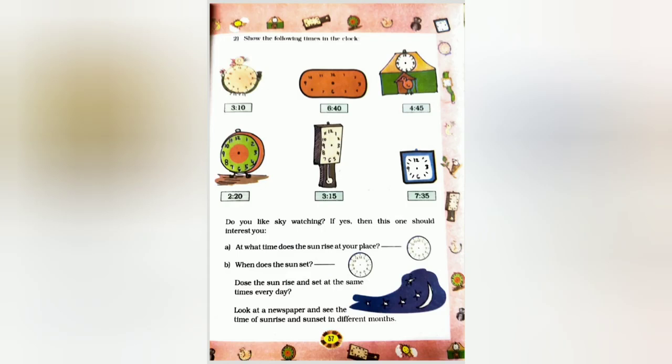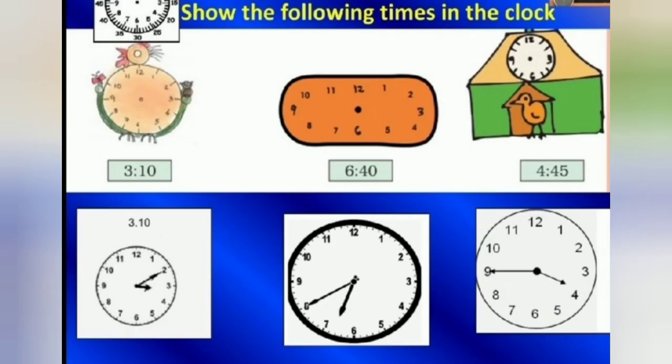Now question number 2. Show the following times in your clock. Okay. First of all, we have to show 3 hours 10 minutes, 6 hours 40 minutes and 4 hours 45 minutes. Now students, as you know, for hours you have to draw the small hand, and for minutes you have to show or point out the long hand. Okay. 10 minutes means you have to show it on the number 2 as shown in the picture.